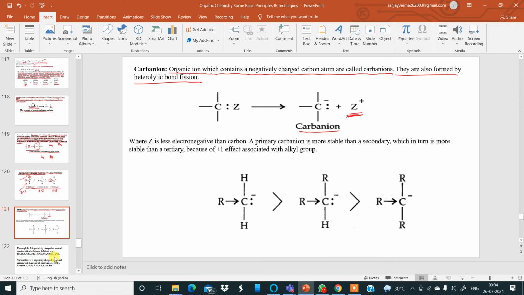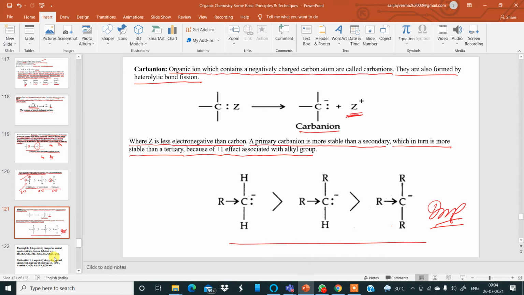Now, where Z is a less electronegative species than carbon, a primary carbanion is more stable than secondary. So primary is more stable. This is the reverse order of the carbocation. Secondary, in turn, is more stable than tertiary because of the plus I effect associated with the alkyl group. So remember this order also, which is important. I will ask questions from here also.